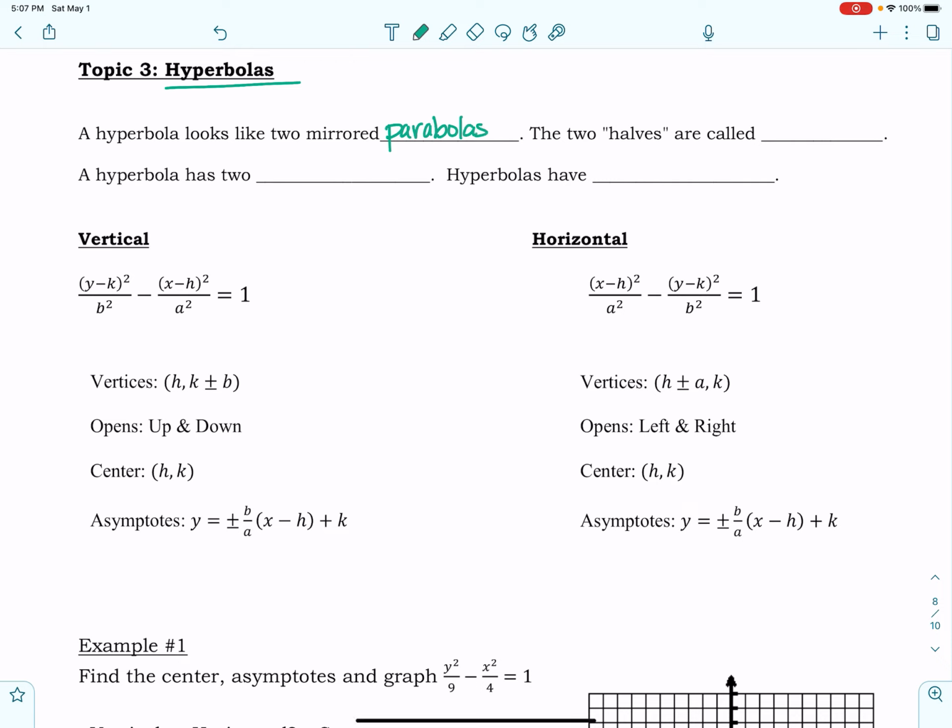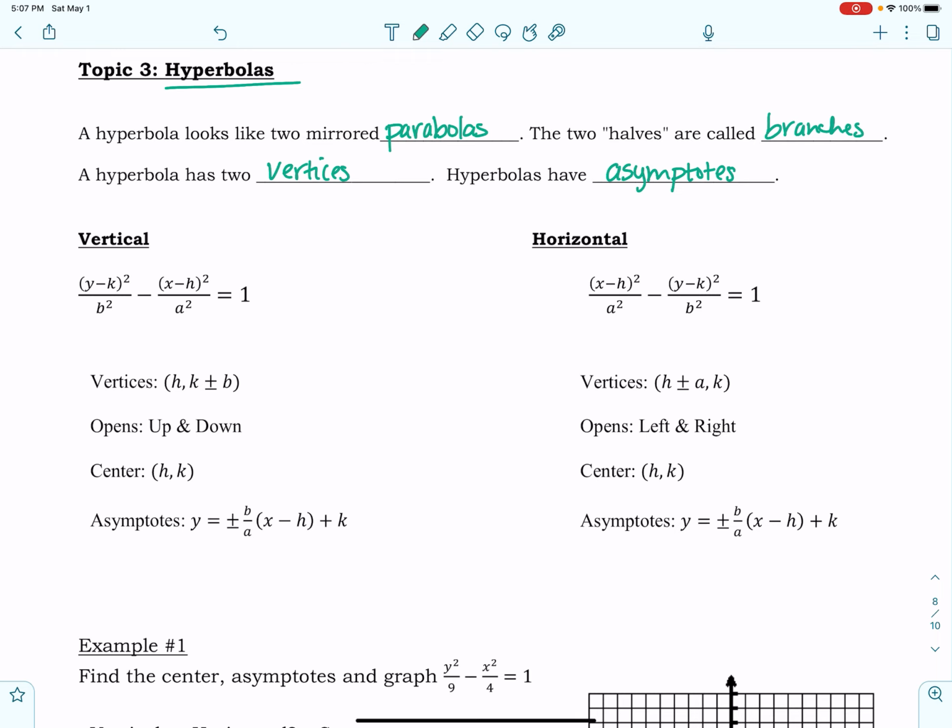The two halves are called branches. And a hyperbola has two vertices. It has two foci as well, but we're not going to mess with those. Hyperbolas also have asymptotes. Everybody loves asymptotes.